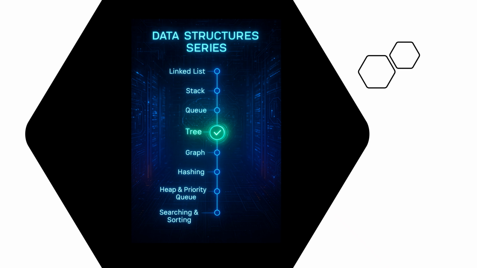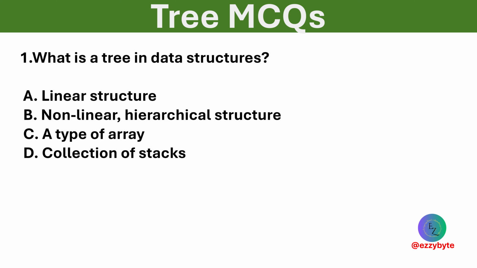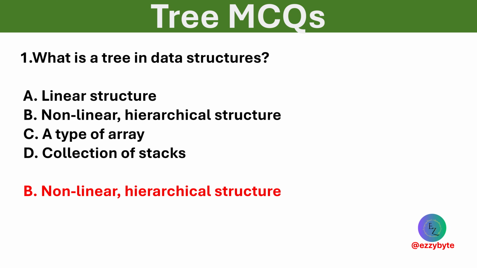Let's get started. What is a tree in data structure? Options are linear structure, non-linear hierarchical structure, a type of array, and a collection of stacks. Option B is correct. Trees represent a hierarchy with parent-child relationship.